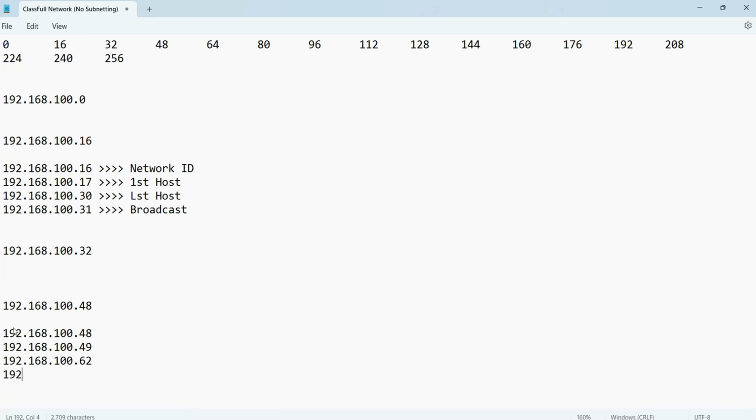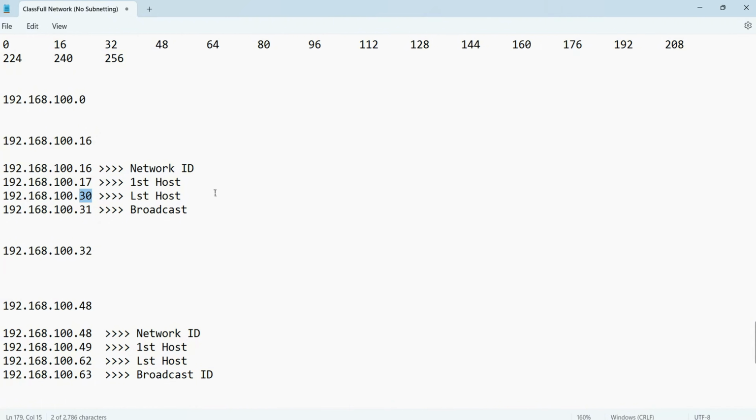So this is my network ID, which is the subnet ID. I cannot put it as an IP address. This over here is the broadcast ID. And this one is the first host. See this? This is the first host. And then I get the last host. So I get from 49 through 62, how many hosts? From 17 to 30, how many hosts? 14 hosts per network.